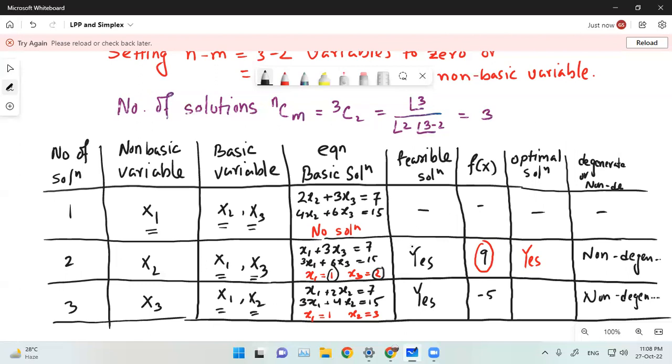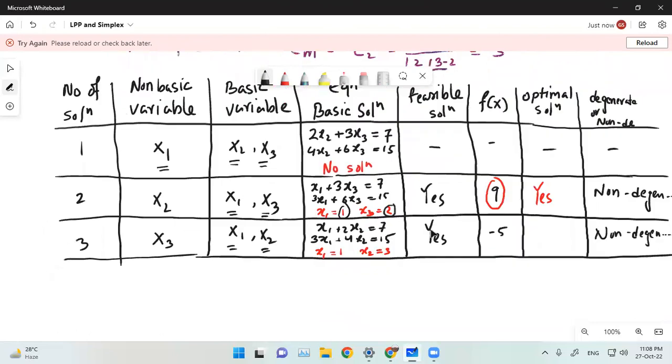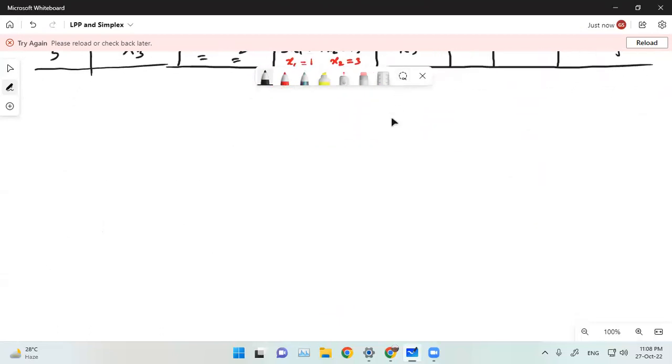Okay, so we figured out the basic solutions. Out of that, we also figured out whether those are feasible or not, basically non-zero or not. And then we figured out whether those are optimal or not. So this is example problem 1 with equality constraints. Now let's see problem 2 with inequality constraints.